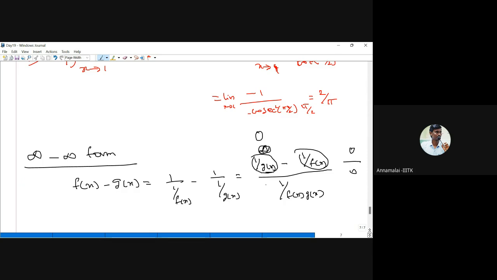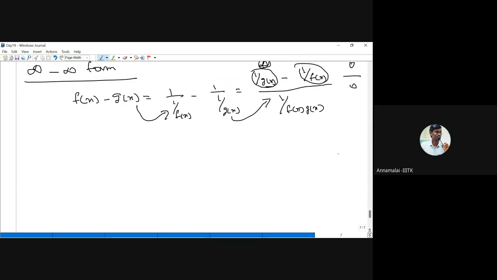So therefore this function can be rewritten into this, and if you simplify this, you will get this one: 1 by g of x minus 1 by f of x, by 1 by f of x into g of x. And here we'll get 0 by 0 form. Then you can differentiate the numerator and then the denominator. You will get the answer. Okay. Now this is another form.